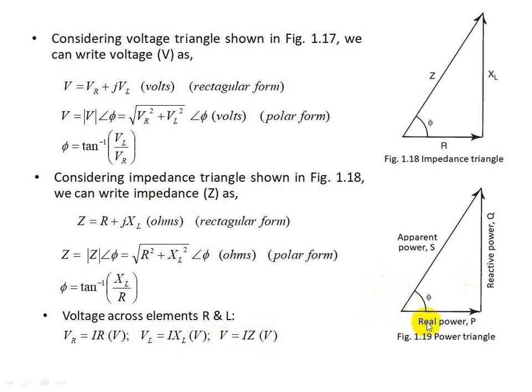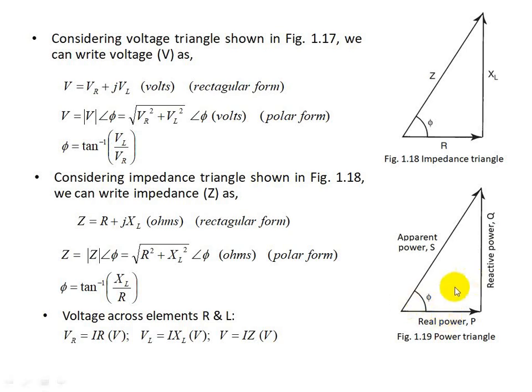And here this figure is the power triangle. The RL, RC and RLC circuits have three powers. That is real power, which is the actual power consumed by the circuit. Usually in RL, RC, RLC circuits, the resistance is the component that consumes power.